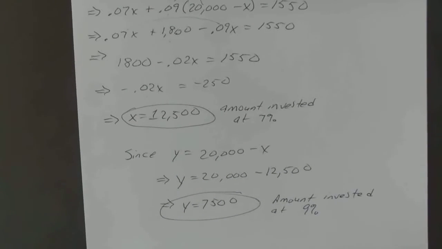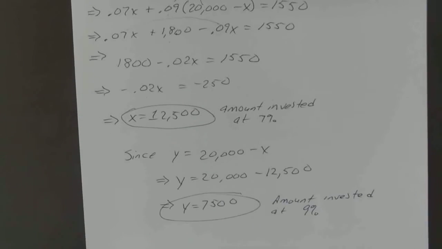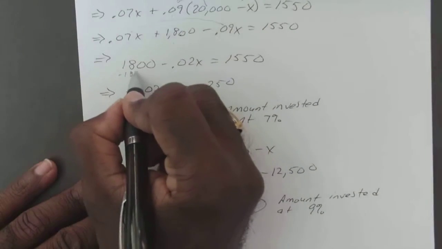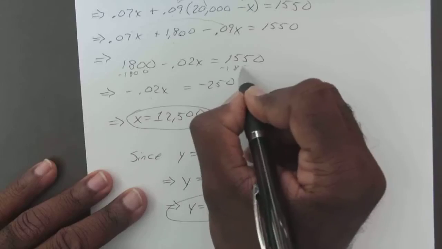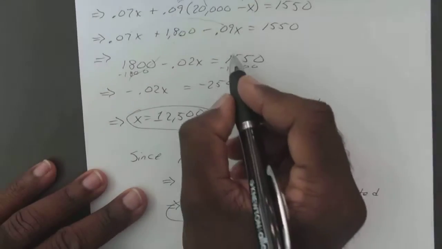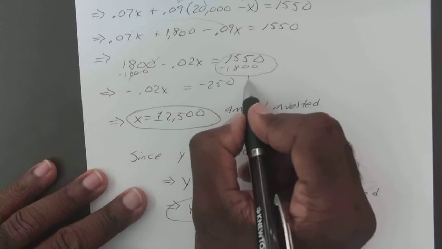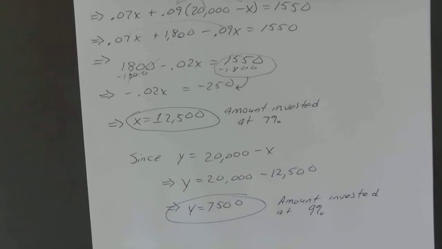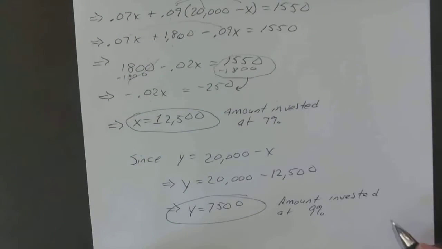All right, so any questions on that one? Yes? So I got a question. How did you get negative 450? Oh, I subtract 1,800 from both sides. So these two, when they cancel out, on the right side, you end up with this. Okay. Any questions on that one? All right.